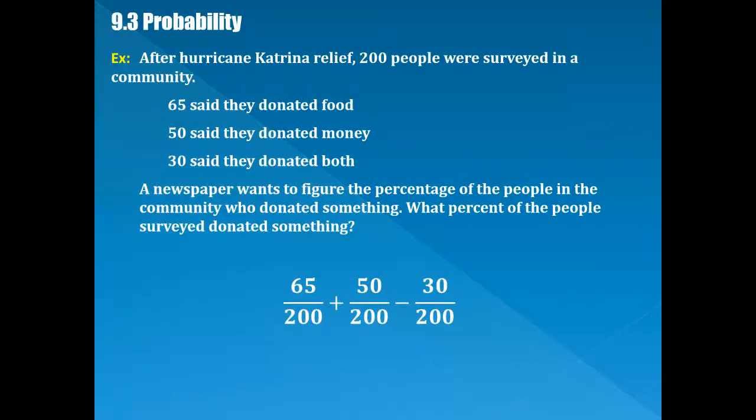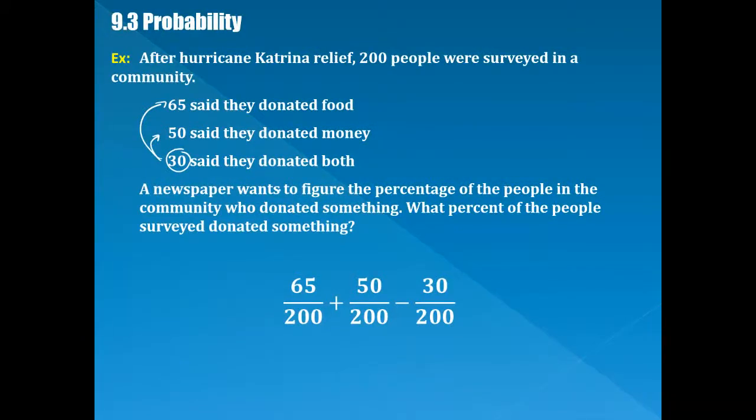After Hurricane Katrina relief, 200 people were surveyed in a community. 65 said they donated food. 50 said they donated money. 30 said they donated both. Right? So keep in mind that these 30 are included in these countings. Okay, so just remember that.